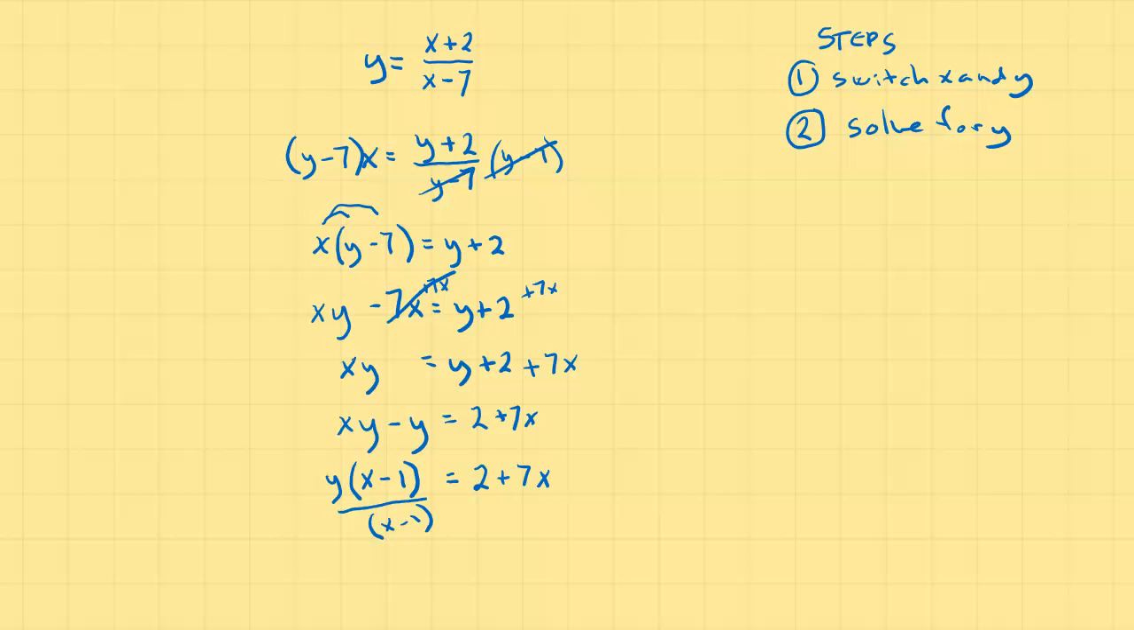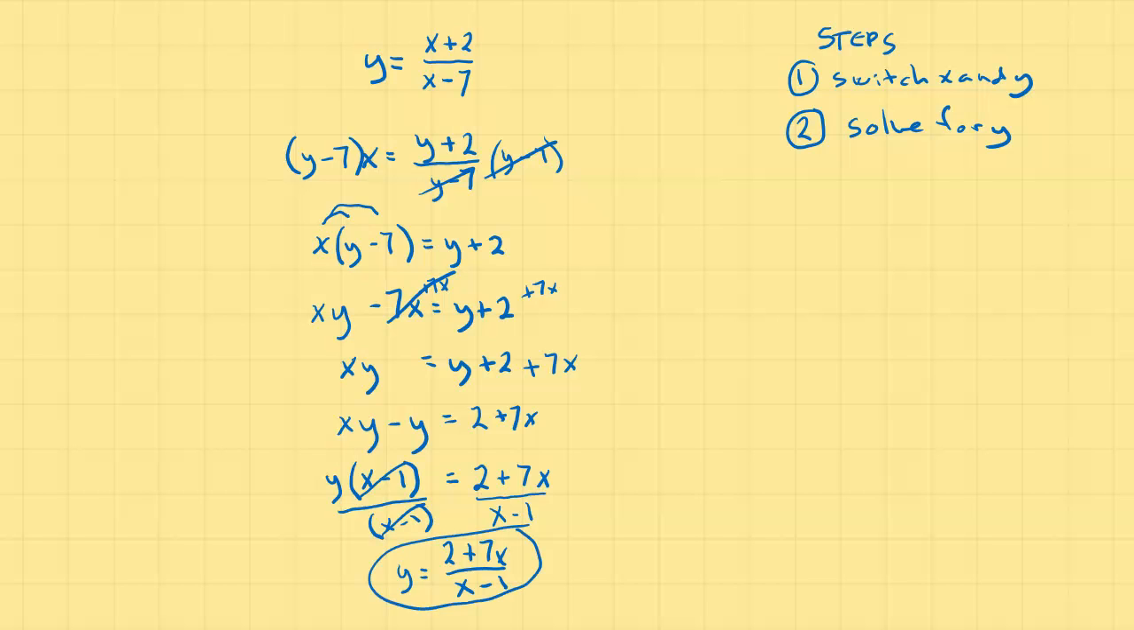I'll put it in parentheses here. On this side, I won't do that. I'll just put x minus 1. Okay, and then I just cross these out because they cancel each other out. And you get the inverse. So the inverse is y is equal to 2 plus 7x divided by x minus 1, okay?